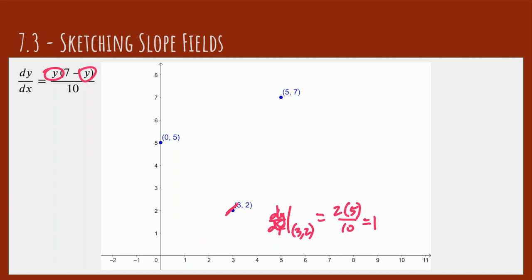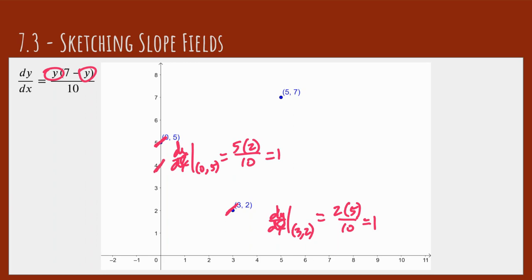For the slope here at (0, 5), dy/dx at (0, 5) is going to be 5 times (7 minus 5), which is 2, over 10. So that also gives us a slope of 1. I did choose some points that were going to be a little bit easier. If we plugged in a y value of 4, we would have 4 times 3, which is 12 over 10. So it'd be a slope of 1.2.